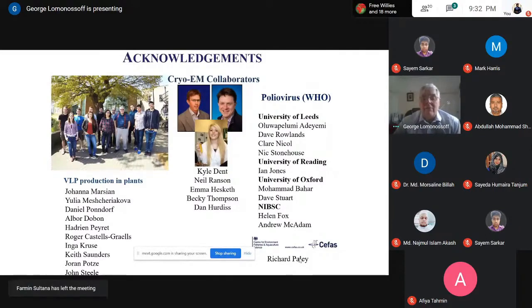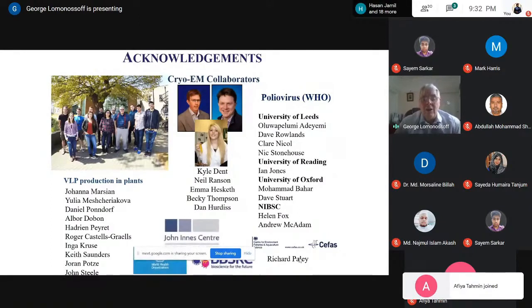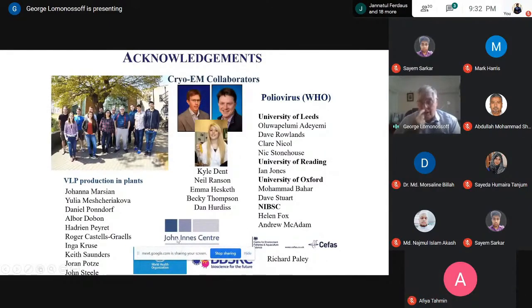And I simply want to end up by saying you don't get far without a source of funding. A lot of the infrastructure is provided by the John Innes Centre and the John Innes Foundation, which is a charitable foundation. We're essentially publicly funded, but we do have the endowment. Most of the underpinning money is from the BBSRC, the Biotechnology and Biological Sciences Research Council, but also particularly for polio, we had support from the World Health Organization. And I'd just like to thank you all for listening.